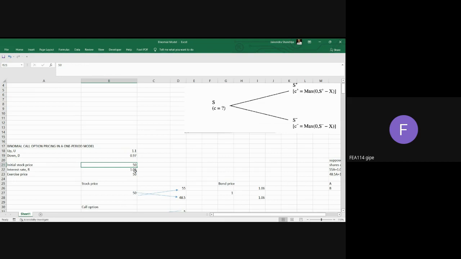The risk-free rate is 6%. So R is nothing but 1 plus 6%, which is 1 plus 0.06.